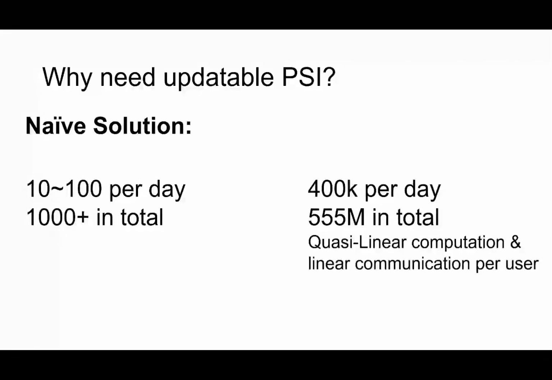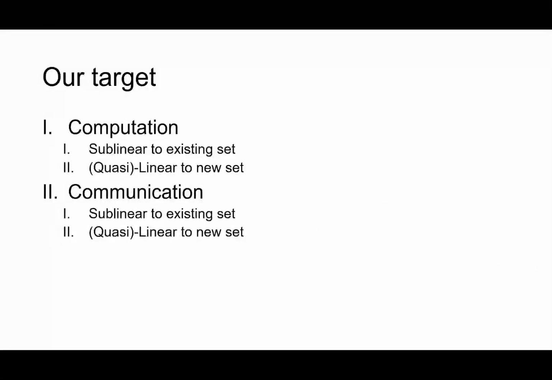A naive solution would incur quasi-linear computation and linear communication per user per query. It means that for each query of contact tracing, the user needs to download hundreds of megabytes from the server. Our target is to reduce both computation and communication, so that it will be sublinear in the existing set and quasi-linear in the new set.